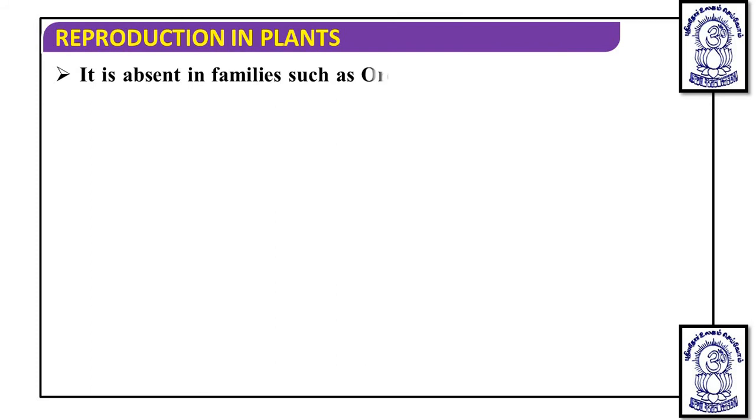Then, it is not such that endosperm is found in all angiosperms. It is absent in some families like Orchidaceae, which is the family of orchids. Then another one is Podostemaceae. You can see here, endosperm is absent in which families? That is Orchidaceae, Podostemaceae and Trapaceae.